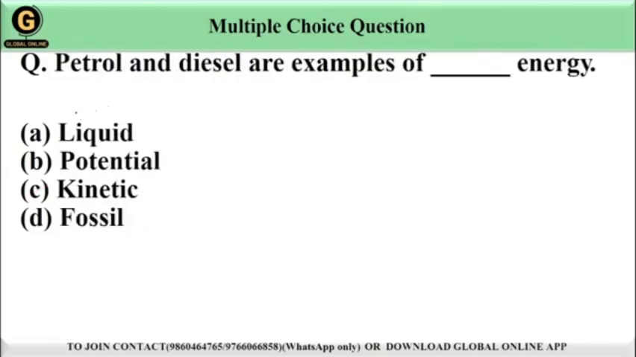Next question is, petrol and diesel are examples of dash dash energy. Options are given: option A, liquid, option B, potential, option C, kinetic, and option D, fossil.